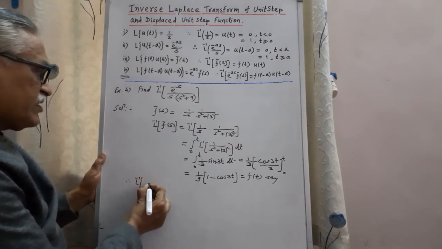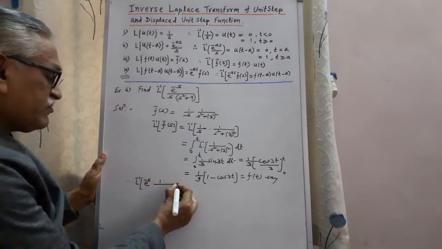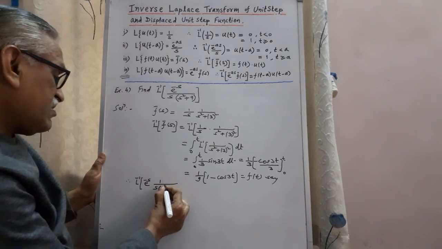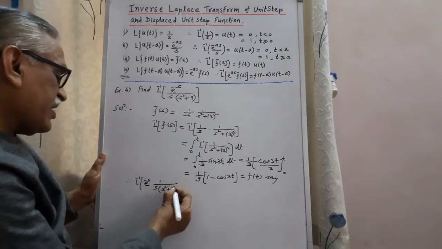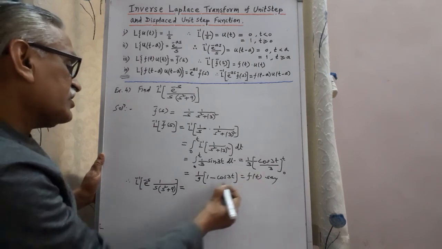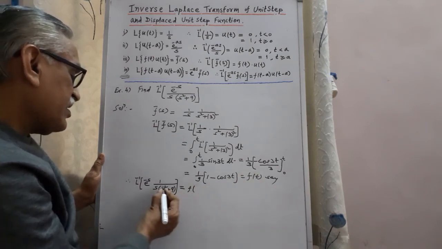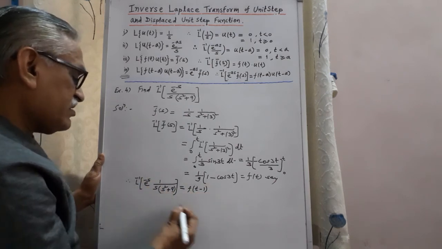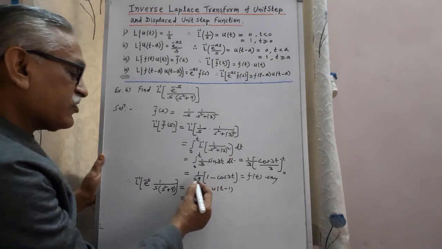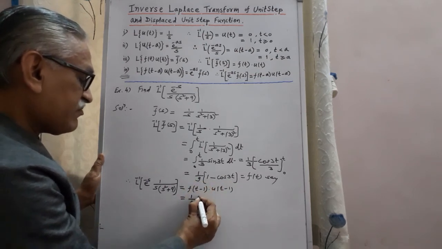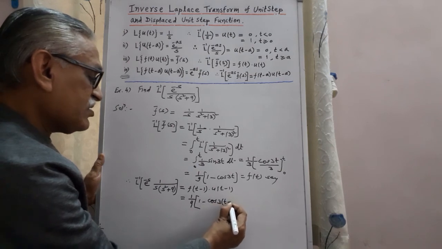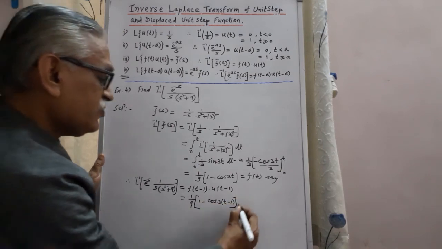inverse Laplace of e raised to minus s, 1 upon s, the term is 1 by s, into (s square plus 3 square), 9. And it is equals to, by this result, fourth result, f of t minus a, a is here 1, therefore f of t minus 1 into u of t minus 1, and it is equals to, replacing t by t minus 1 in this result, we get 1 by 9, 1 minus cos of 3 times (t minus 1), into u of t minus 1.